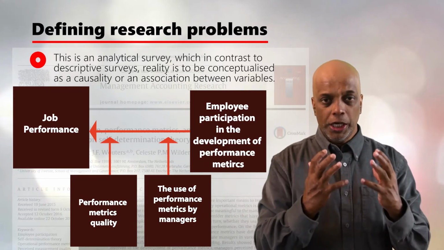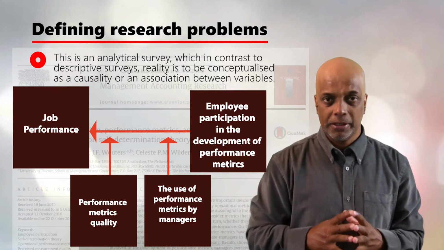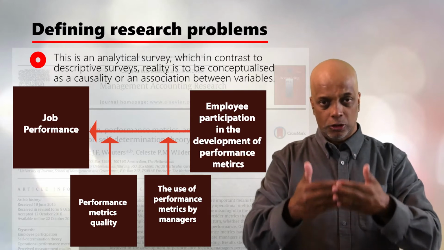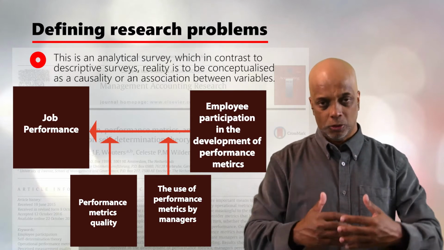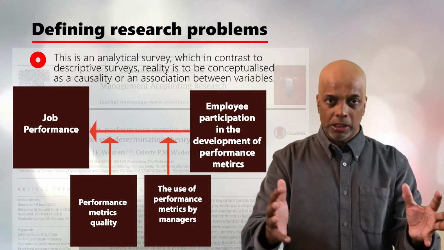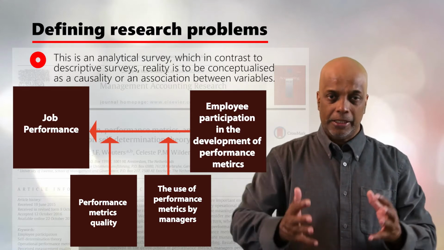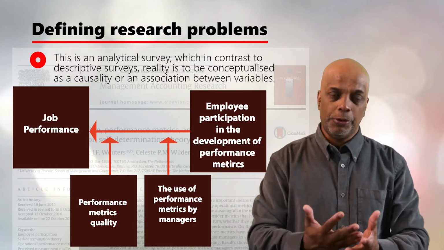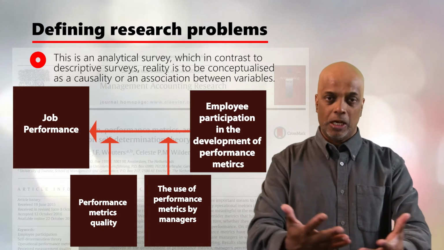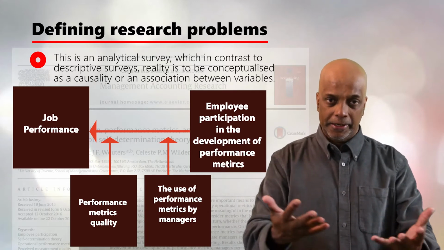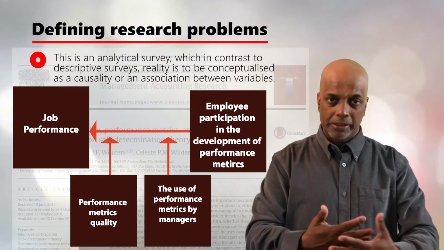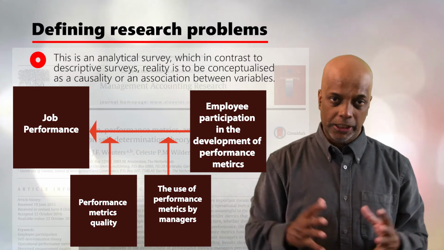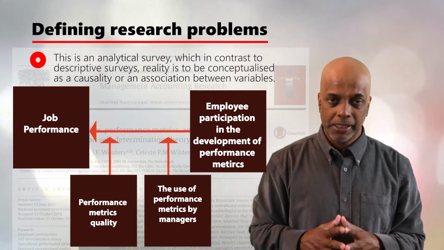One is the quality of the performance matrix that they develop and the manner in which the performance matrix is used by the managers. So overall, they have four key variables and they want to see whether there is a particular association between these four key variables. That is how they explain and understand their research problem and the research aims, to see and to test this association or this causality.